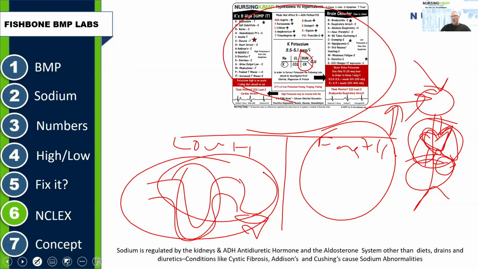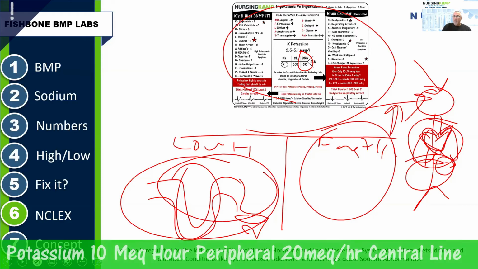So what do you do for a patient who has low potassium? Well, you have to raise the potassium. You have to give the potassium. And the basic rule is you never ever push potassium. Never push IV potassium. It always goes on a pump. You only give 10 to 20 milliequivalents an hour.